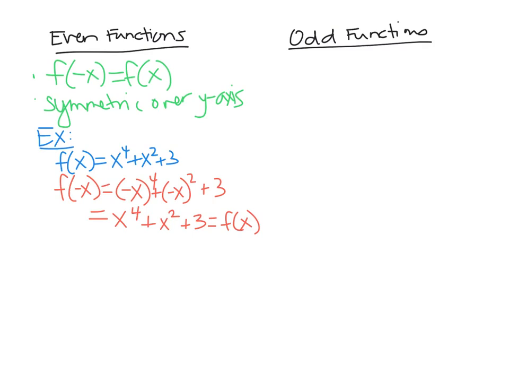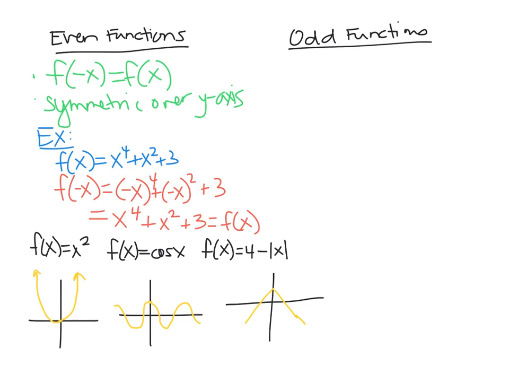I'll give you also some visual examples. So some other examples are f of x equals x squared. f of x equals cosine x is an even function, and if you have anything with an absolute value where the vertex of the absolute value, actually this is the same as with a parabola, if your vertex is on the y-axis, it will be symmetric over the y-axis, which means it's an even function.